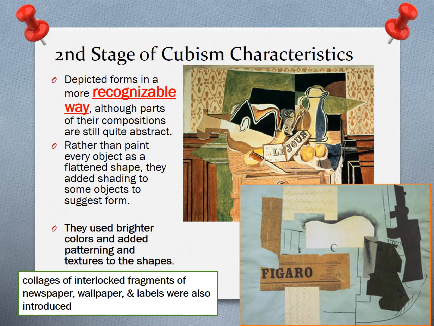The second type of Cubism is synthetic Cubism. This is where the artist depicts forms in recognizable ways. However, they're still quite abstract.